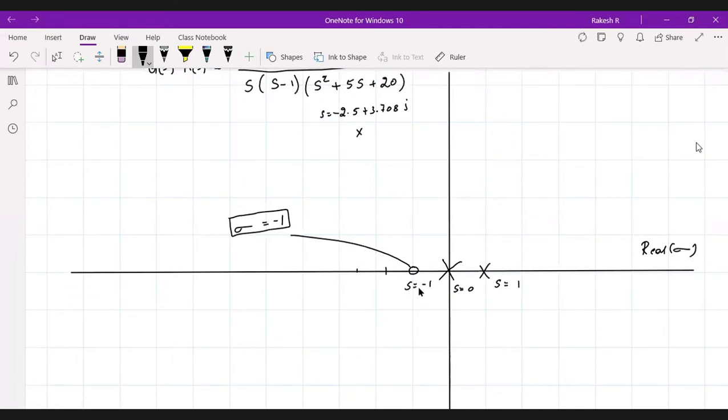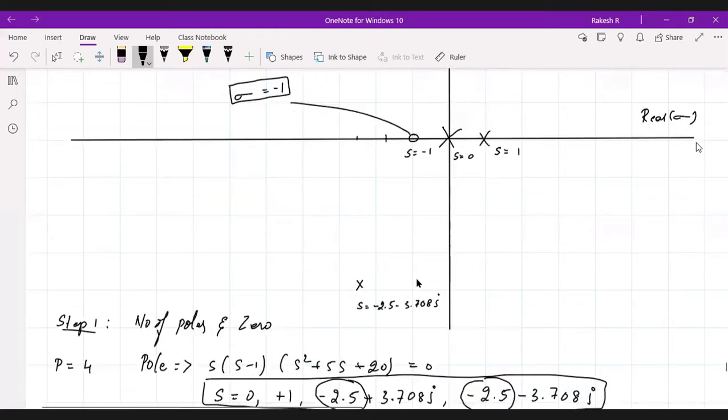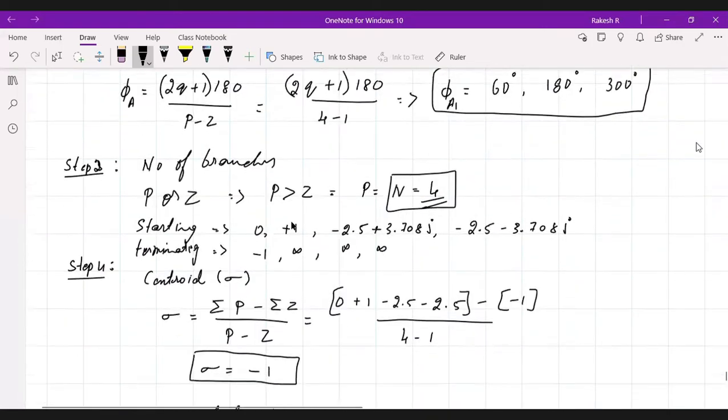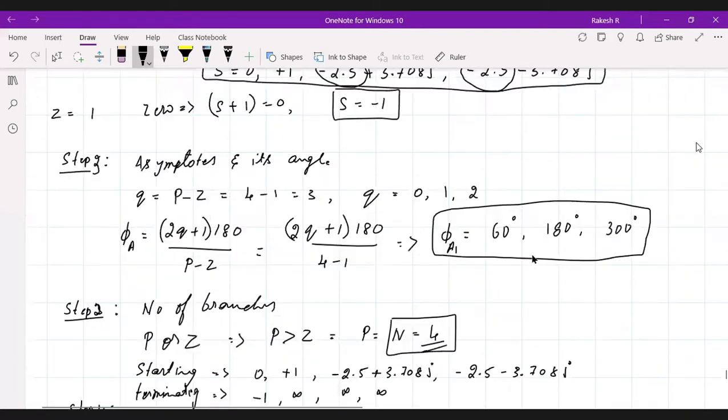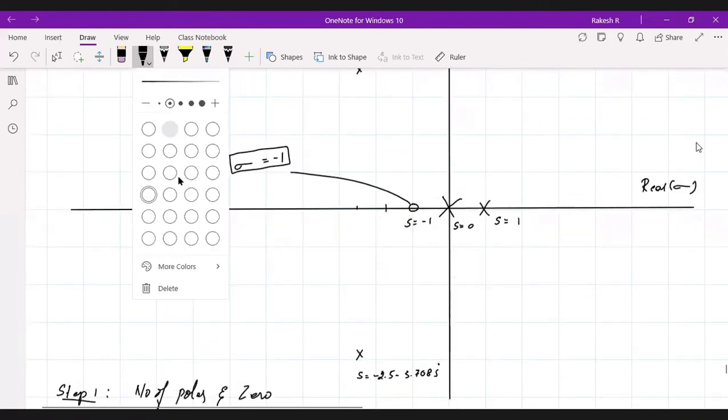So how many poles plus zeros do we have? 2 poles and 1 zero. That is P plus Z equals 2 poles and 1 zero, that is 3, which is odd. Hence the root locus exists. When you get this, you can directly mark the root locus plot here.